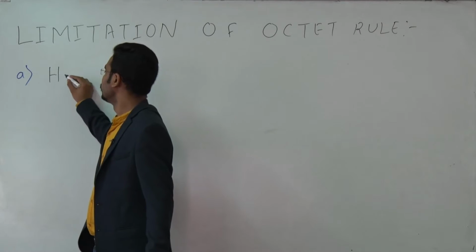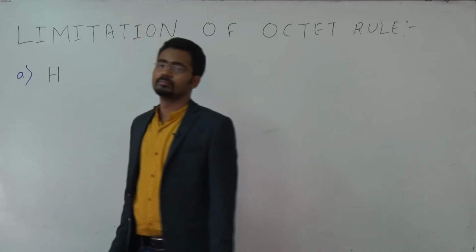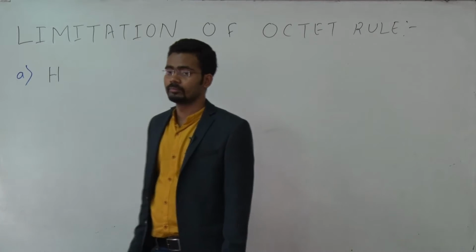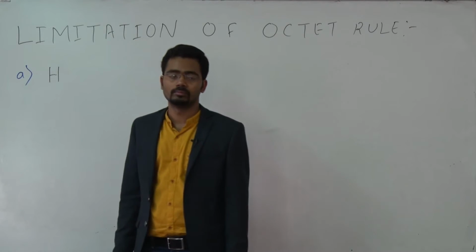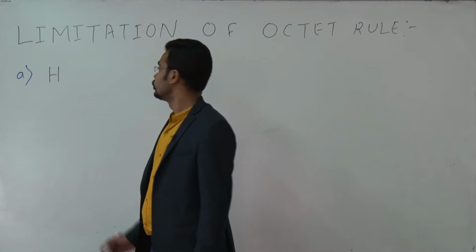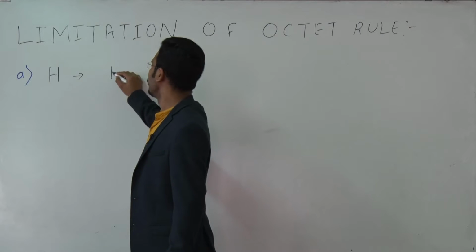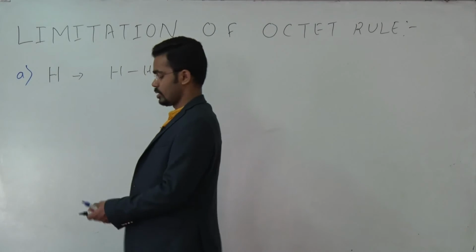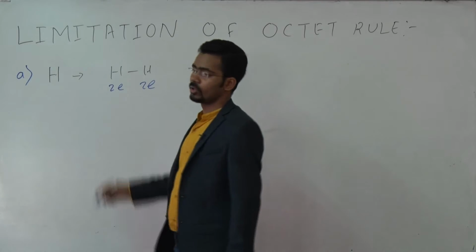Hydrogen does not obey the octet rule. For example, in the H2 molecule, it has 2 electrons, not 8 electrons.